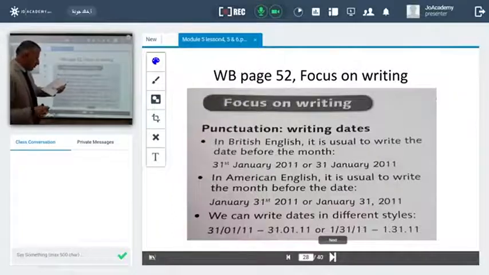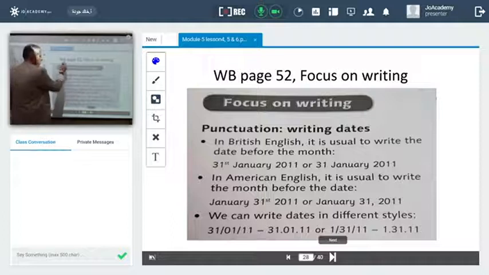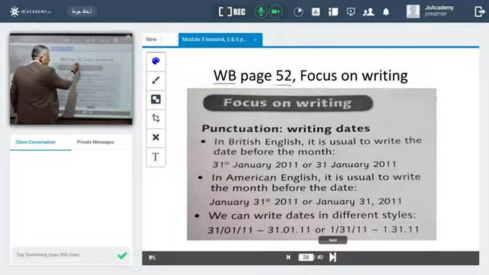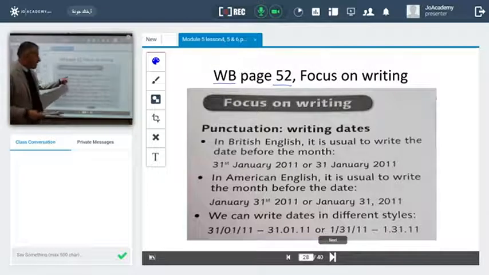Page number 52. Now let's move to page number 52. Focus on writing. Here we have punctuation, writing dates. Workbook, page 52. Focus on writing. We have punctuation, writing dates.